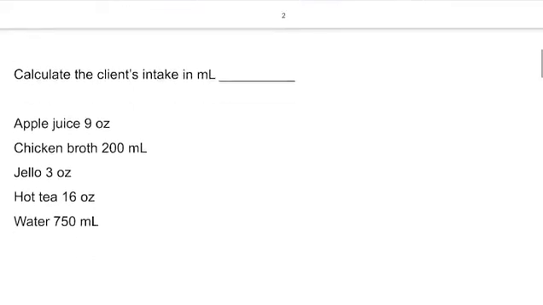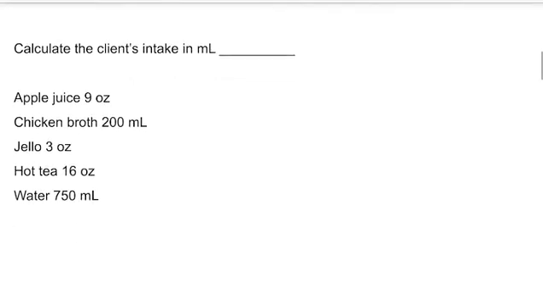We'll start off with calculating client's intake here. So these are also conversions. As I always mention for MAPE practice, you want to read the end of the question first. And in this case, we're looking for intake in milliliters. So we want to convert all of these into milliliters. And what do we know? We know that 1 ounce is 30 milliliters, right?